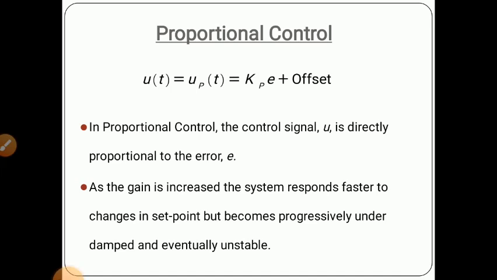And here an offset is present as an error. Though the system works proportionally, there is some error in the system, which is called the offset. Here, as gain is increased, the system responds faster to changes in set point, but it becomes progressively underdamped and eventually unstable. After some time the system becomes underdamped and eventually unstable. An unstable system occurs after some time period. This is the disadvantage.